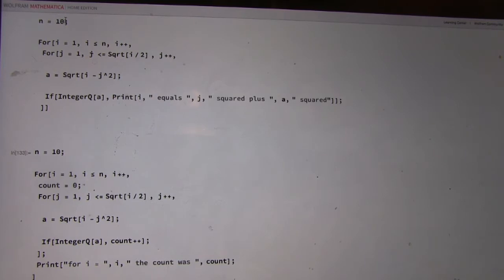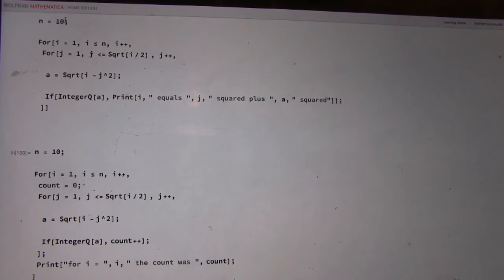Well, I guess there wouldn't be any new cases over that because you would just get double cases. Like, for 5, you could get 1 and 2 and 2 and 1. And you want to not get that.